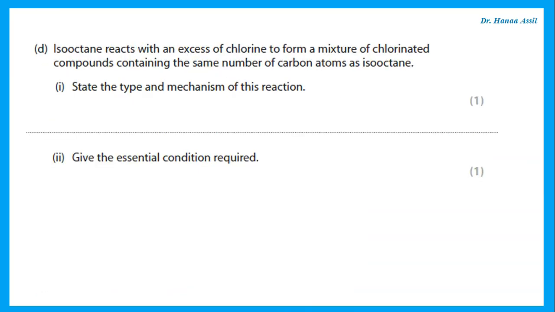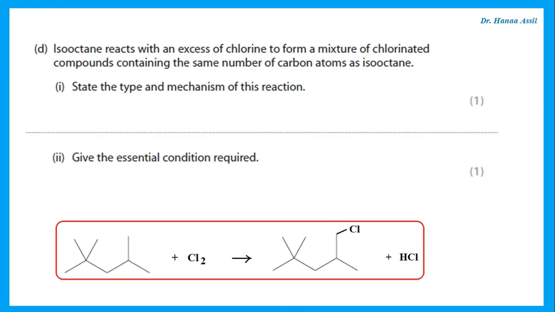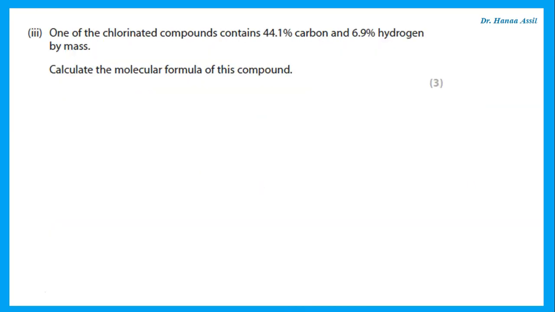Isooctane reacts with an excess of chlorine to form a mixture of chlorinated compounds containing the same number of carbon atoms as isooctane. State the type and mechanism of this reaction. Now, this is an alkane reacting with chlorine. Remember, alkanes react with chlorine in free radical substitution reactions. What is the essential condition for this? Remember, free radical substitution reactions of alkanes require UV light or ultraviolet radiation.